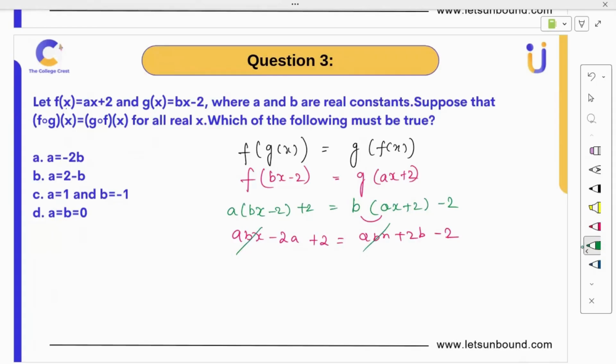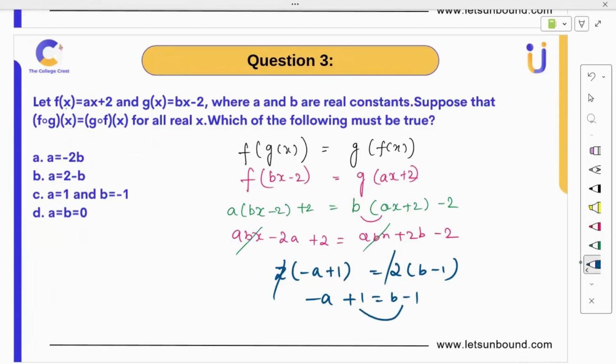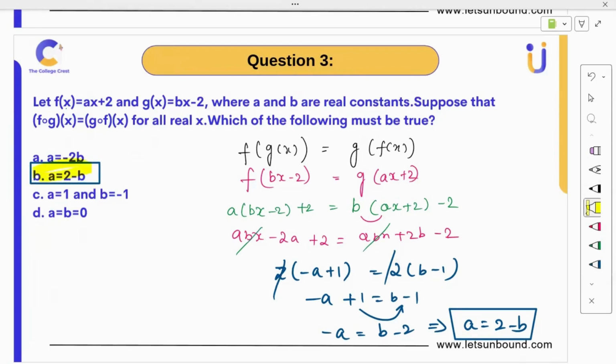So the abx is common and with the same sign but on opposite sides, so it cancels. Okay, we need to make a relation with a and b, right? So let's take the 2 common. So I got minus a plus 1. Here also I can take 2 common, b minus 1. 2 cancels: minus a plus 1 is b minus 1. We can take this here: minus a equals b minus 2. Okay, let's make a equal to 2 minus b. So yes, I can see that here, right? So a equals 2 minus b is the relation we got.